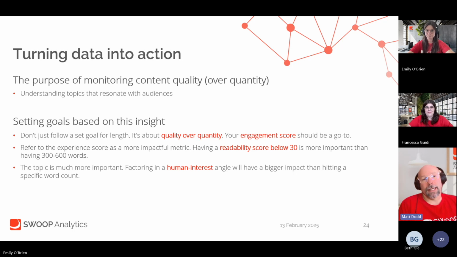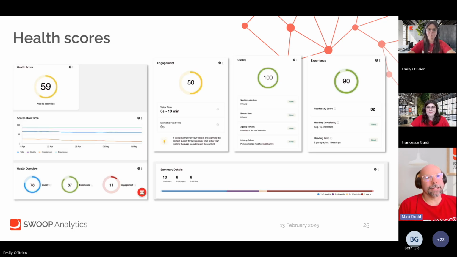But the readability, as Emily said, is really important, because that's about making it accessible for people to read the information and take away the messages. And it's very easy to get caught up with jargon and complicated sentences and structures.